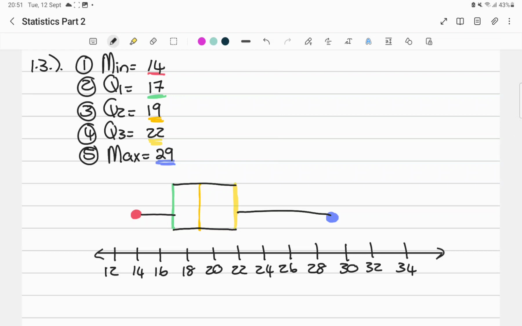Alright, it's definitely not difficult. Just remember your 5-point summary. If you have those 5 points, you can plot it. Your minimum and your maximum are always going to be a dot, and then your Q1, Q2, and Q3 are going to be vertical lines. And then you just connect everything to draw your whiskers and your box.